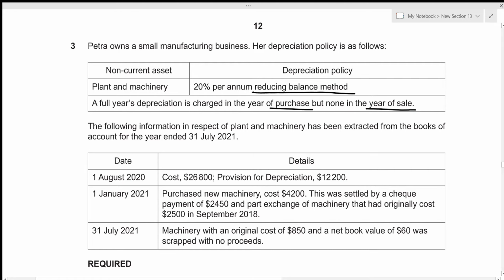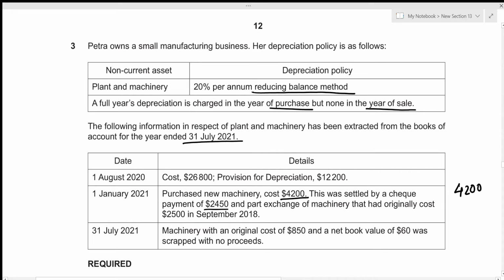All right, then we're given the following information in respect of plant and machinery that has been extracted from the books of accounts for the year ended 31st July 2021. So this is our year end. And we're given the details. So for 1st August 2020, we're given the cost of 26,800 and the provision for depreciation of 12,200. Then on 1st January 2021, we purchased new machinery which had a cost of 4,200, and this was settled by a cheque payment of 2,450 and part exchange of the machinery that had originally cost 2,500 in September 2018.